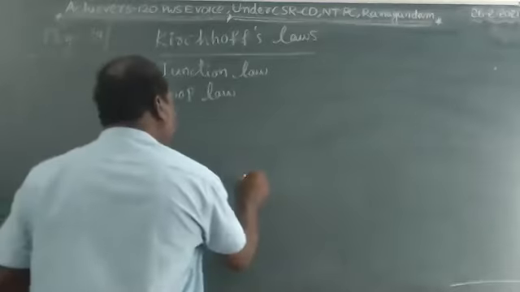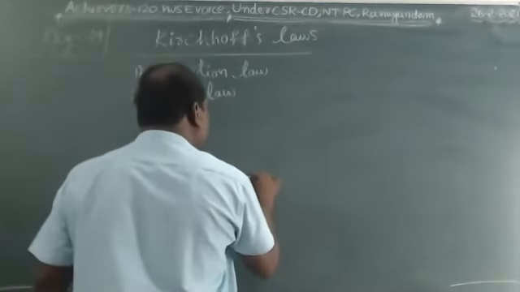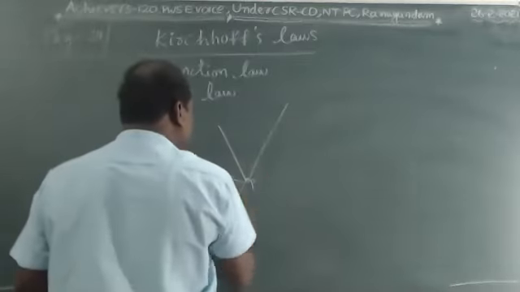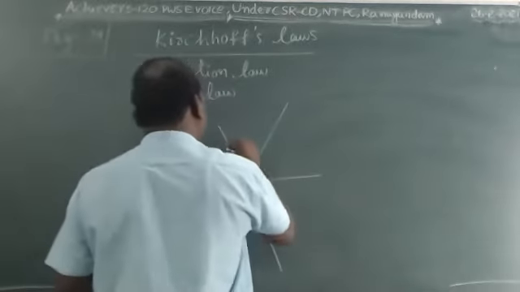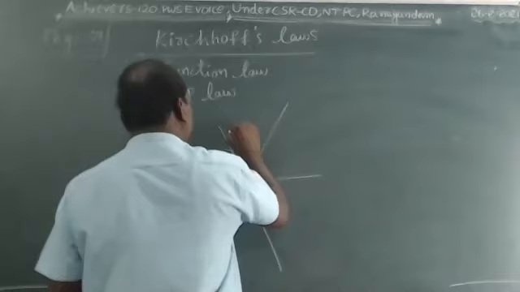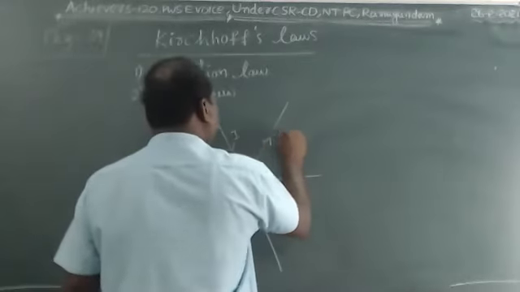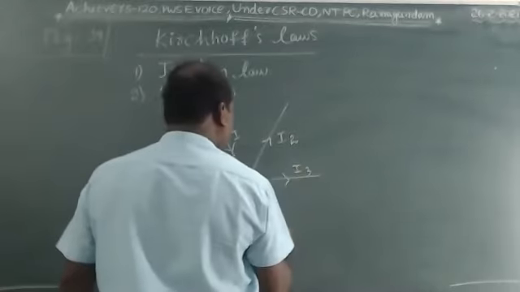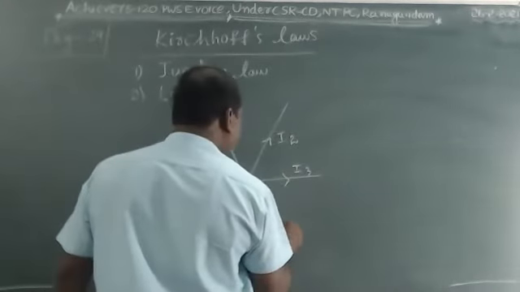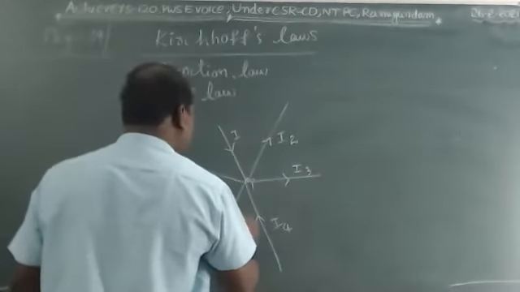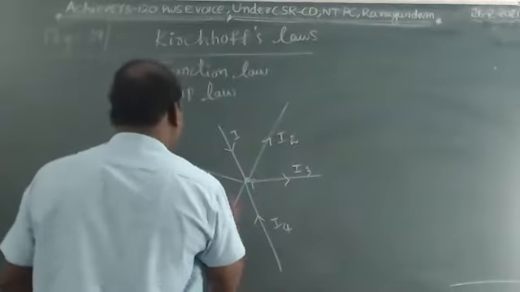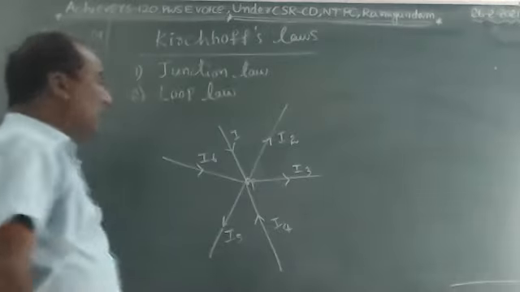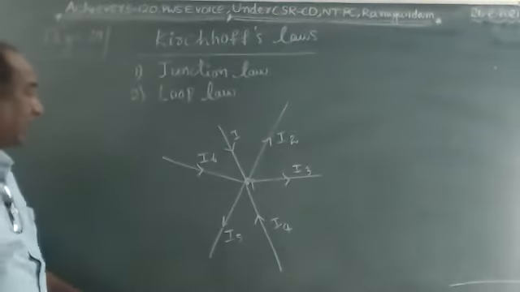Let me show an example. See, this is a junction, P, and the currents are I1, I2, I3, I4, I5, I6. So it is the junction, children. According to this diagram, see here.